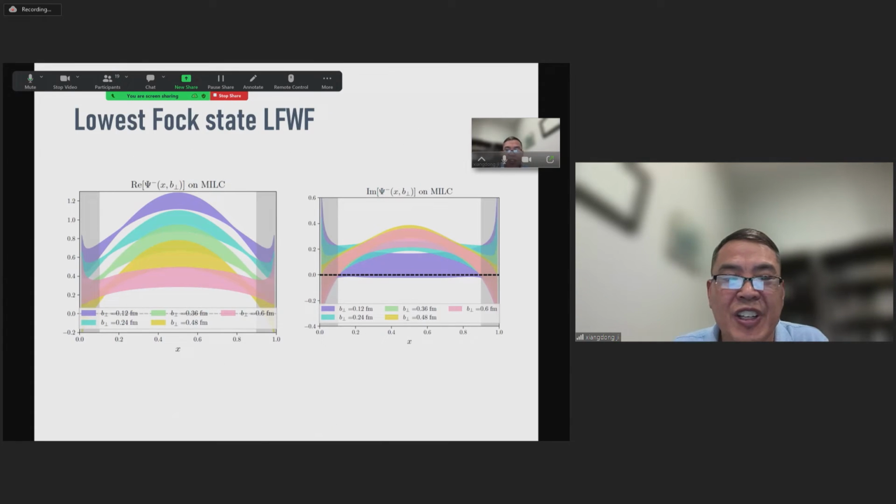Here I show you one of the results for a meson containing two Fock components, or two Fock particles. You can look at the wave function amplitude. It contains both real and imaginary parts. The left is real and the right-hand side is imaginary. The horizontal axis is x, and the different colored bands correspond to different impact parameters. If you Fourier transform this impact parameter, you would get transverse momentum. So you would have a transverse momentum distribution in a wave function.